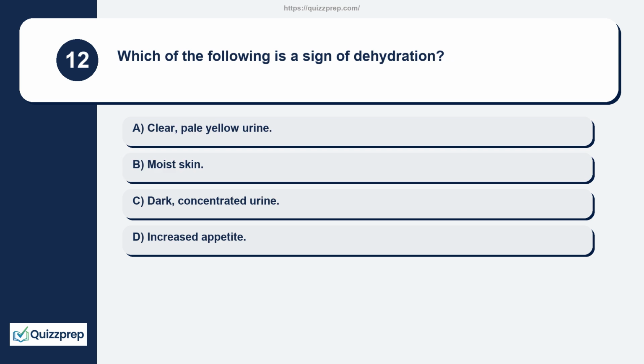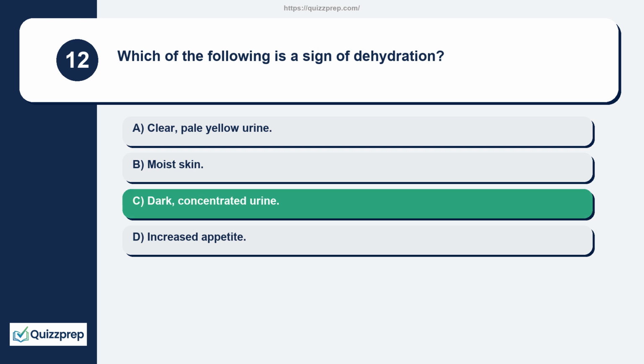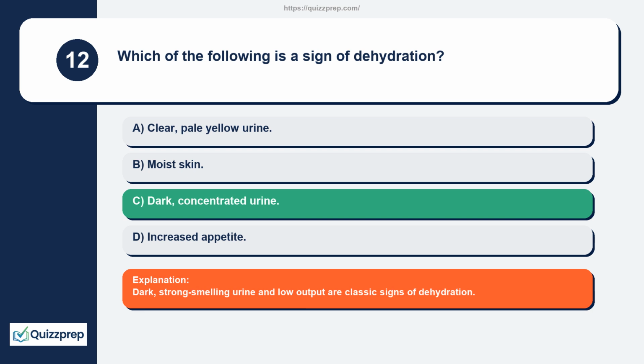Question 12. Which of the following is a sign of dehydration? Clear, pale yellow urine, moist skin, dark, concentrated urine, increased appetite. Dark, strong-smelling urine and low output are classic signs of dehydration.